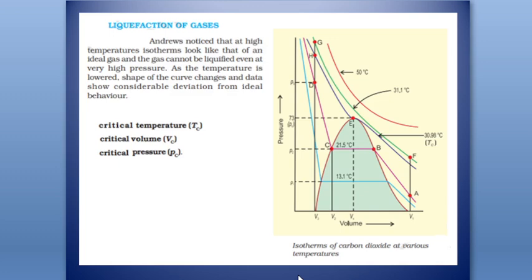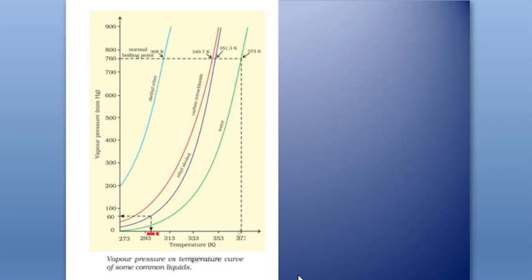Here from the Andrews curve we get the critical temperature, critical volume and critical pressure, which are denoted as Tc, Vc and Pc. Isotherms of carbon dioxide at various temperatures are given here. This is the vapor pressure versus temperature curve of some common liquids.